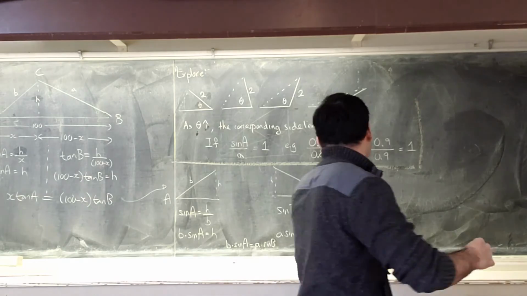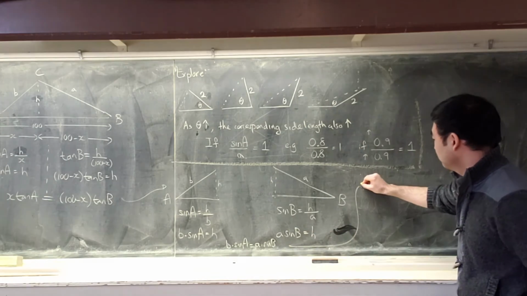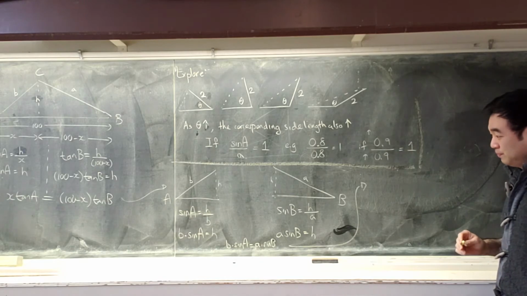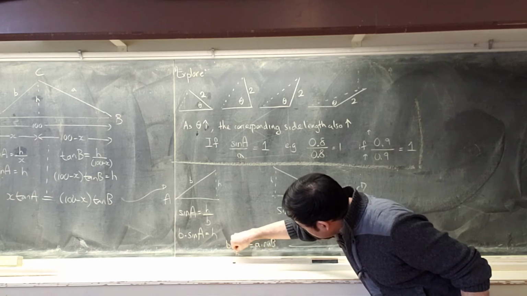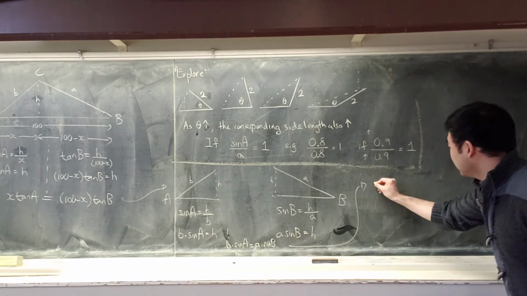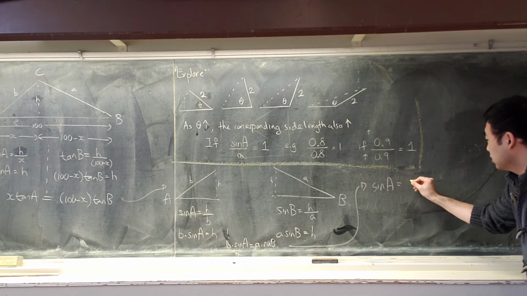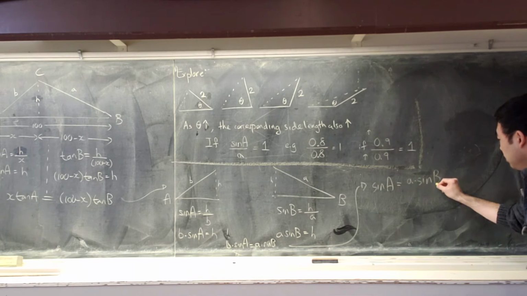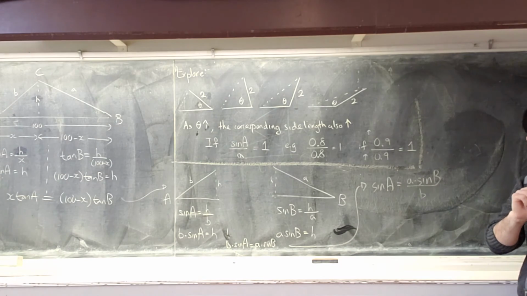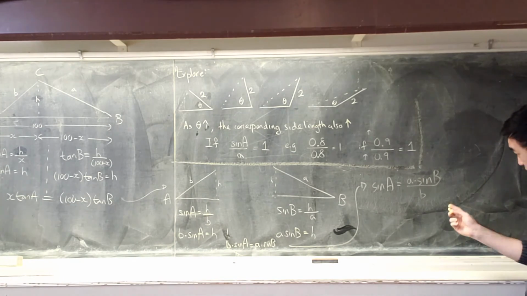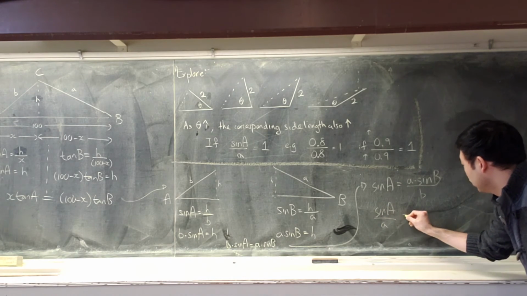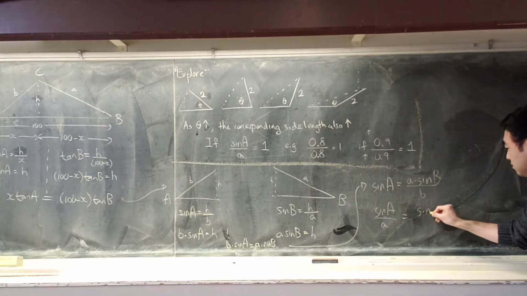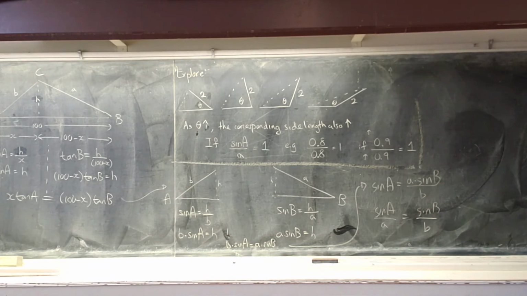Well, if you divide both sides by b, this will turn into 1. So we have sine of capital A equals A sine B divided by b. And then you could divide both sides by little a, so you get sine capital A divided by small a equals sine b over b. That's really nice.